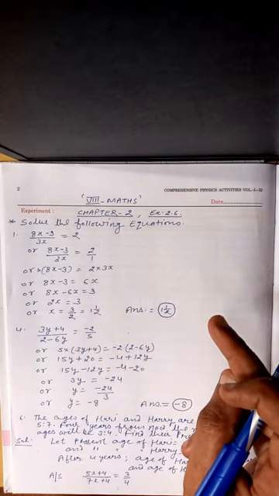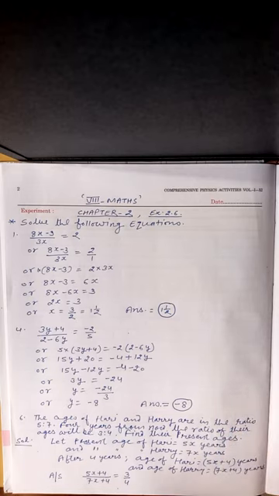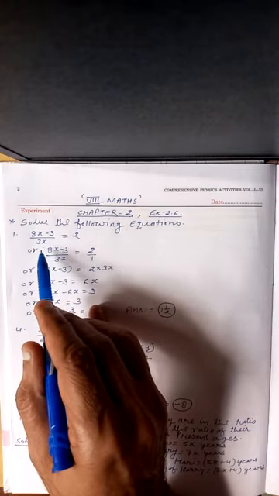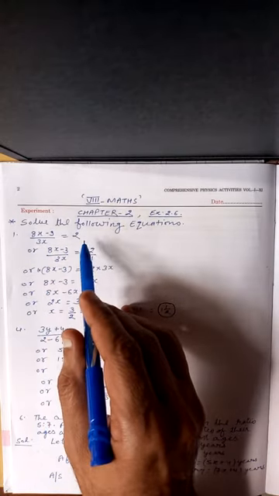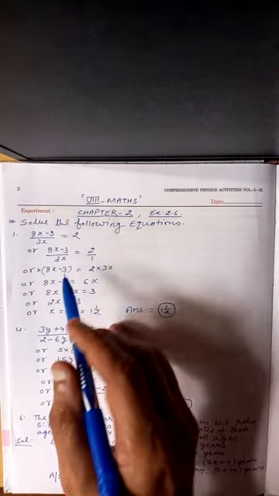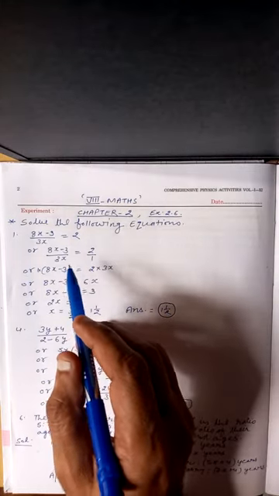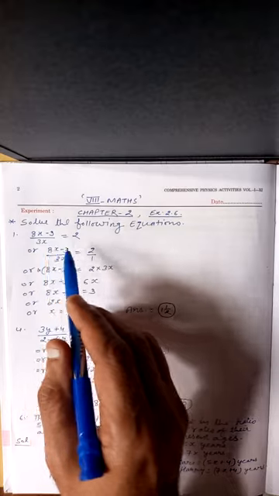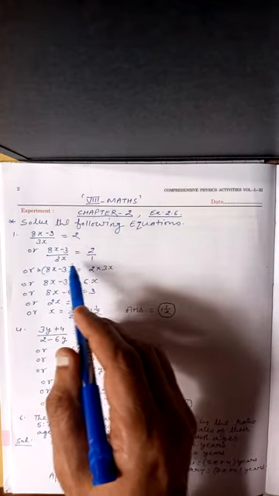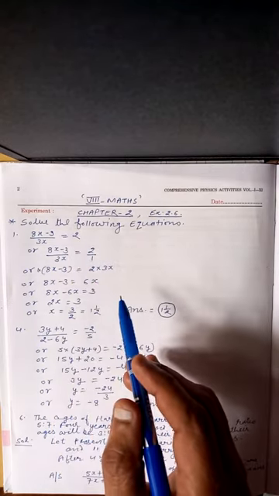The first question of this exercise is: solve the following equations. 8x minus 3 upon 3x is equal to 2. Here, solve means to find the value of x. Now how can we rewrite this equation? 8x minus 3 upon 3x is equal to 2 means 2 upon 1.